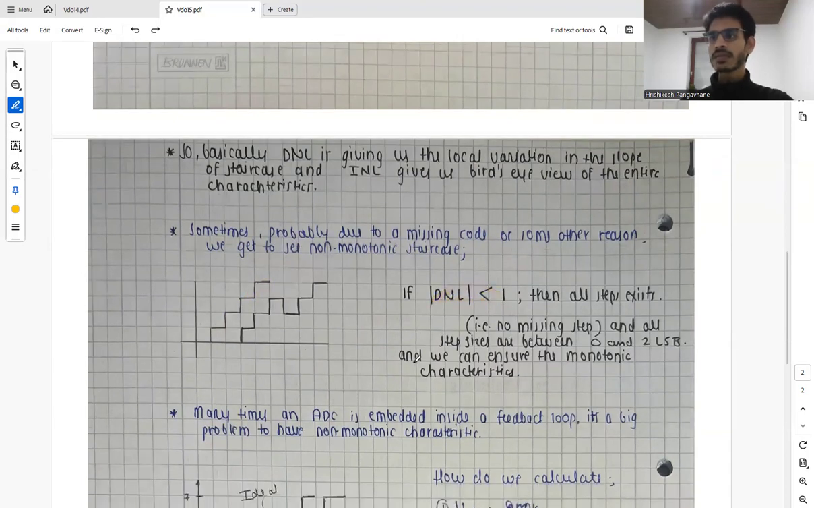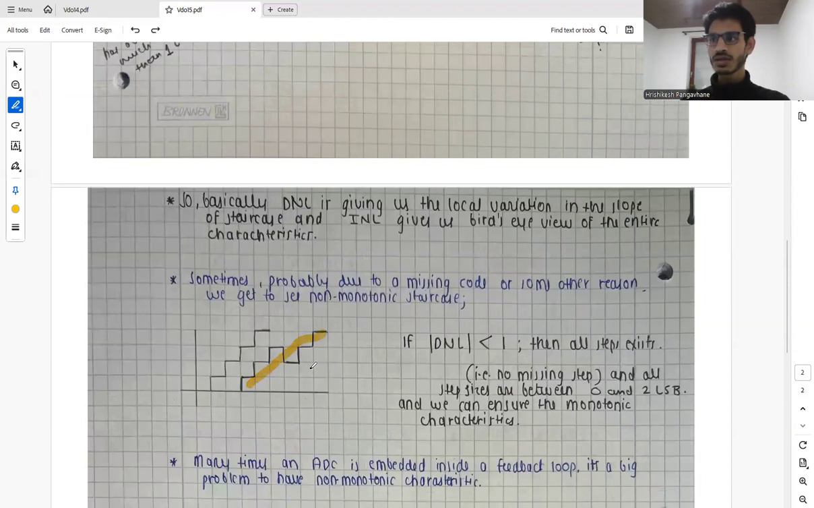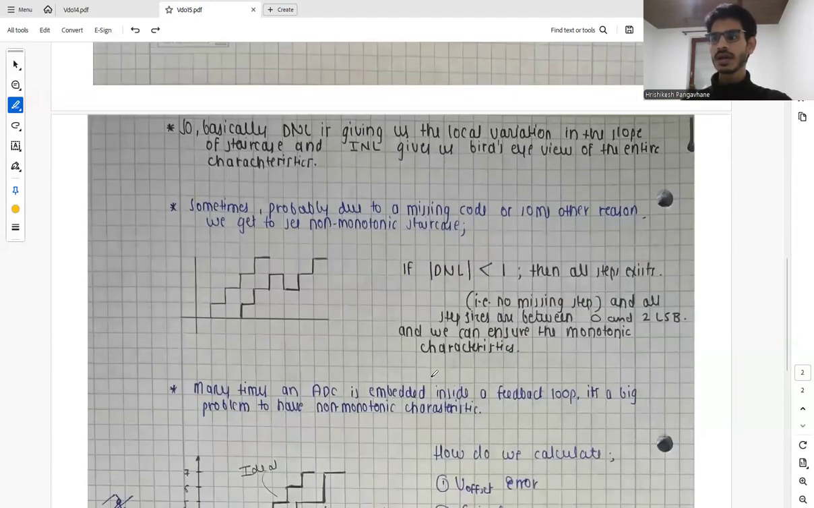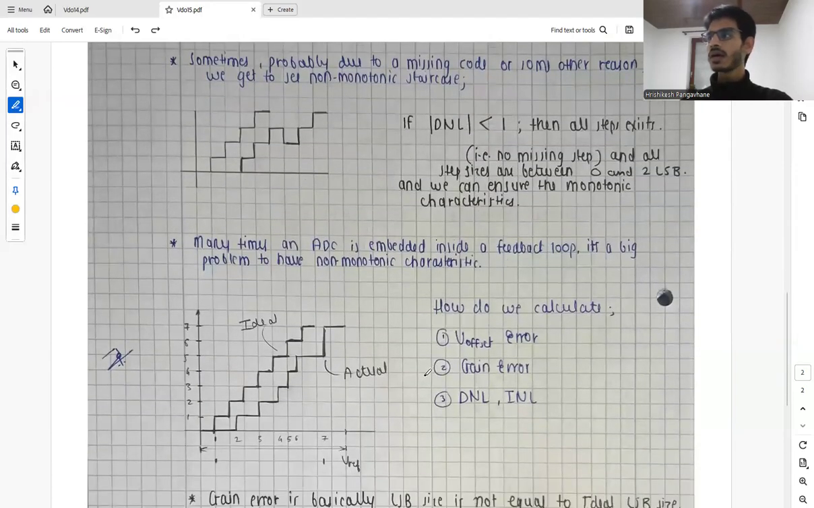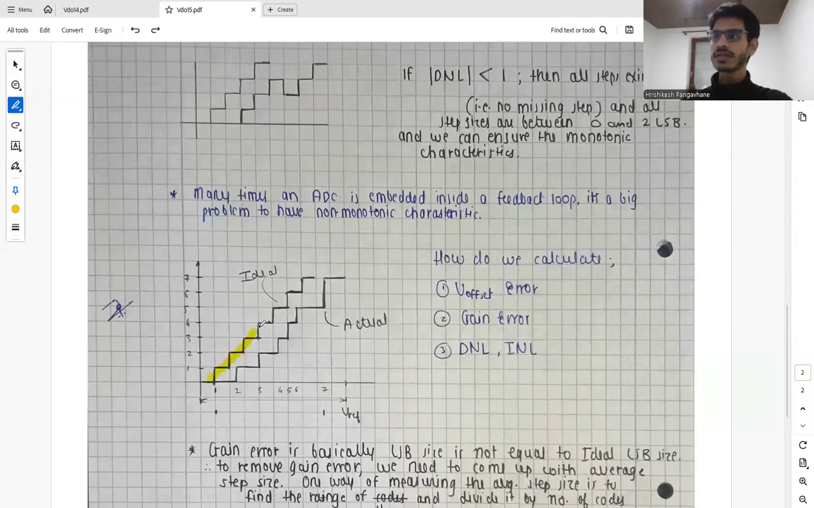Many times an analog to digital converter is embedded inside a feedback loop, and it's a big problem to have a non-monotonic characteristic like this. So at that time, we have to make sure that the mod of DNL is lesser than 1 for all steps to exist. Now we have this ideal staircase, and when we implement the quantizer, we have this actual staircase.